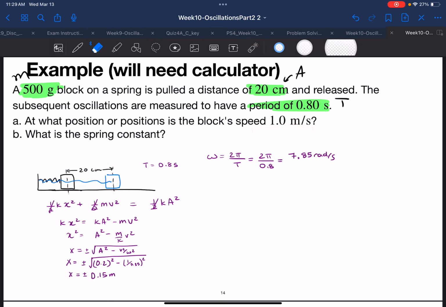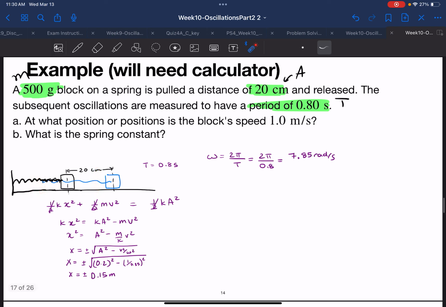Also, sorry, this image wasn't drawn very well. Technically, this thing should have enough room on either side to oscillate about its equilibrium. So here's the equilibrium position, 20 centimeters this way, 20 centimeters this way. So anyway, it starts with 0 speed here. It speeds up, hits its maximum speed at this point, and then slows down until it comes to a stop, and then turns around and goes back. So that 1 meter per second is going to happen somewhere around here, and it's going to happen somewhere around here before it reaches its maximum compression.